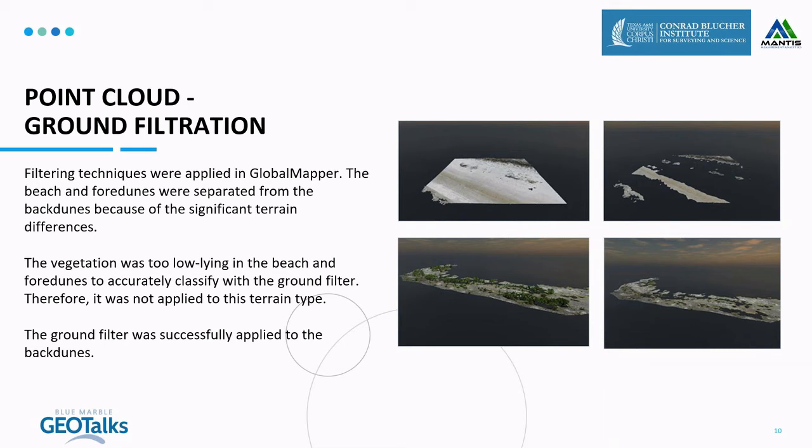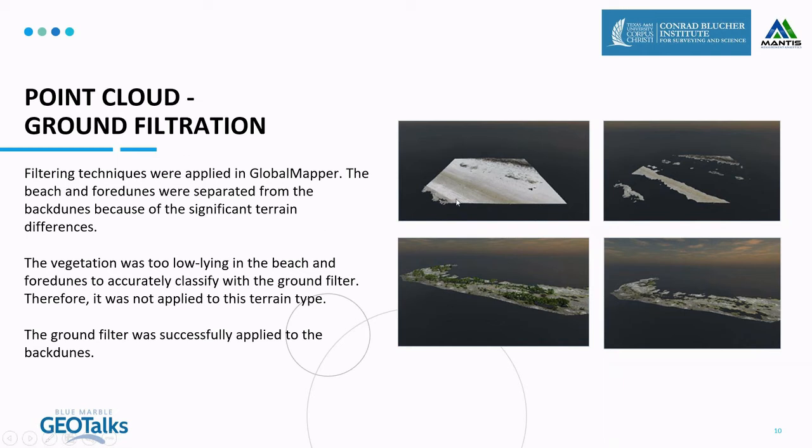So I had the beach and foredunes, which had similar characteristics and behaved similarly, and then I had the back dunes. This is so that I could apply the proper filters, with their own parameter settings, differently to those two terrain types. I originally tried applying the ground filter to the beach and foredunes. However, the vegetation at this particular study site is so low lying, and I even tried other software as well, that it is too low lying to accurately distinguish between what are true ground points and what are vegetative points.